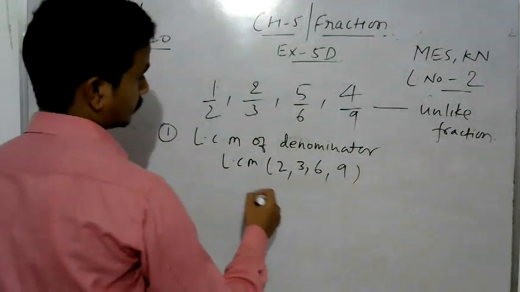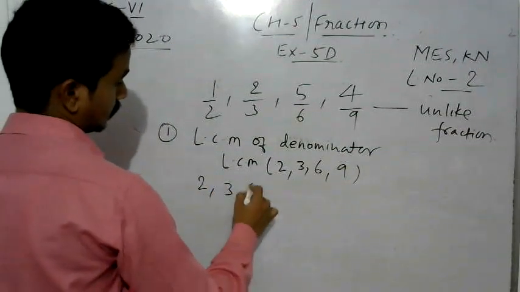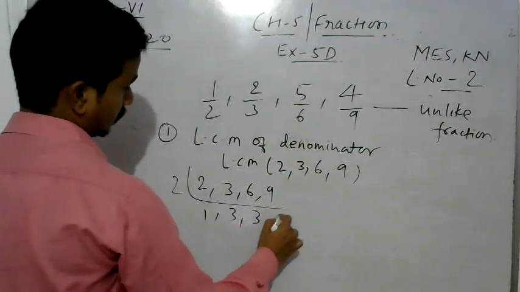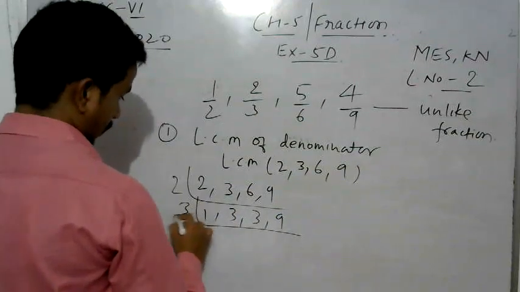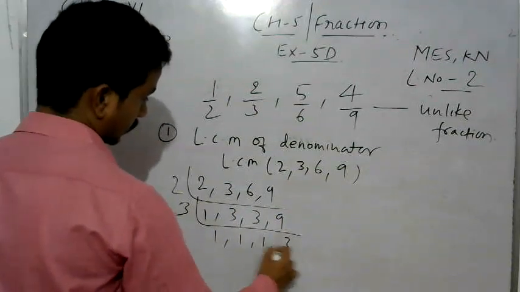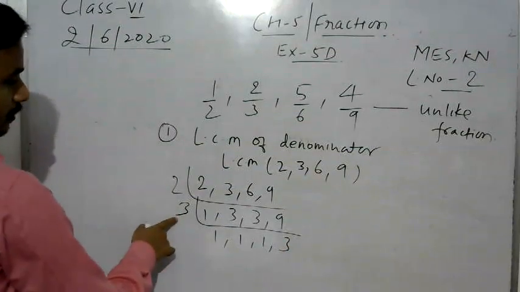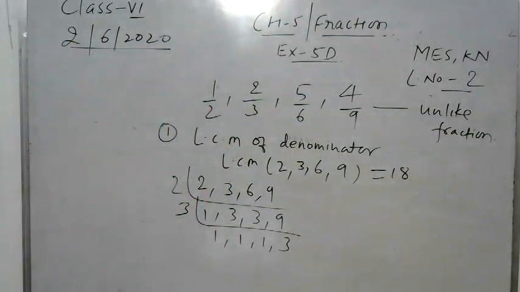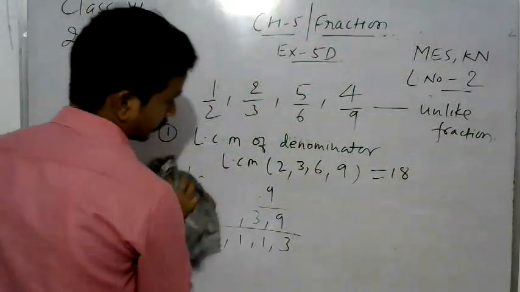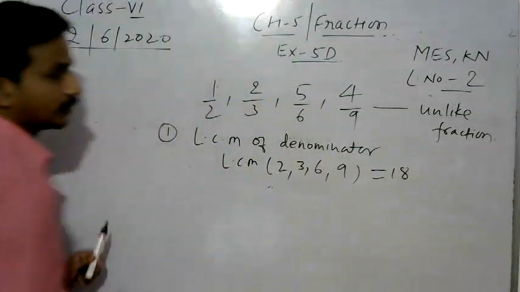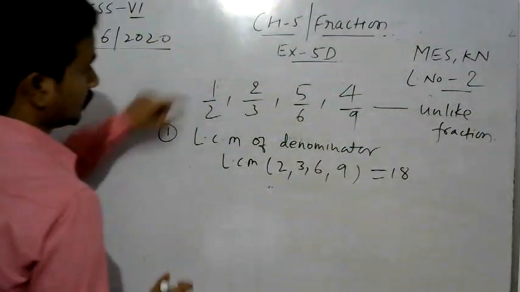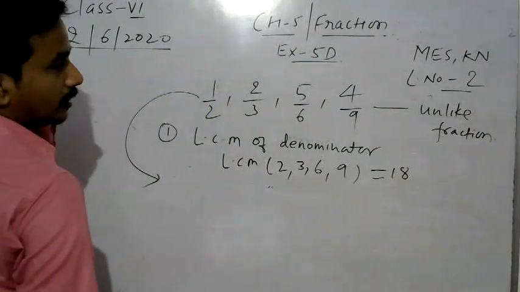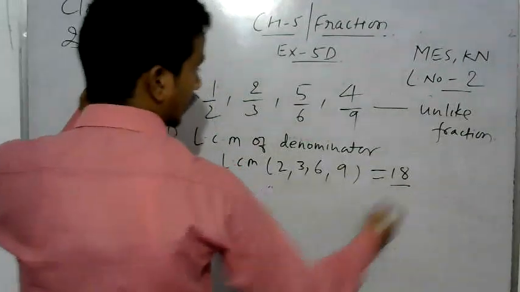So what is the LCM of 2, 3, 6 and 9? Dividing by 2, 3, 3, 9 we get 1, 3, 3, 9, then 3, 1, 1, 1 and 3. So LCM will be 2 3s are 6, 6 3s are 18. So LCM will be 18. Now we have to convert every fraction into its equivalent fraction having denominator 18.